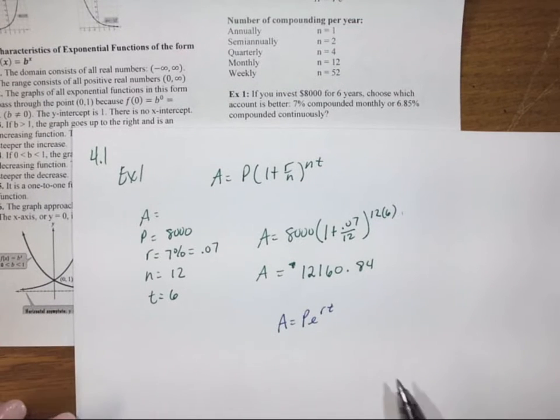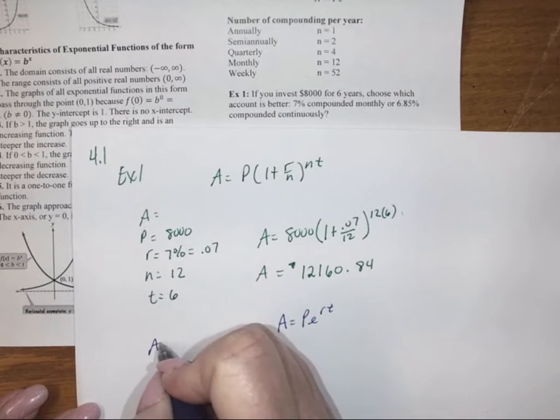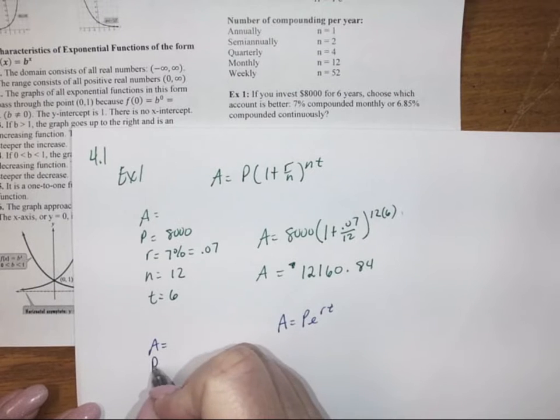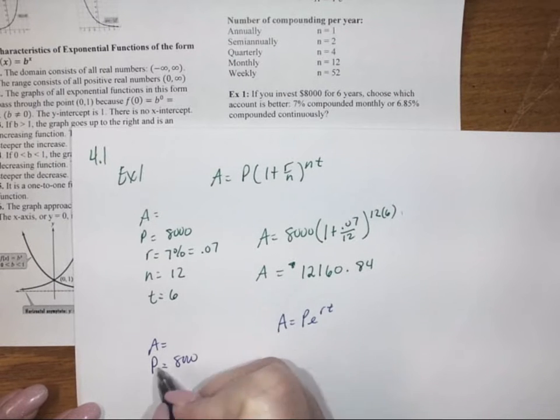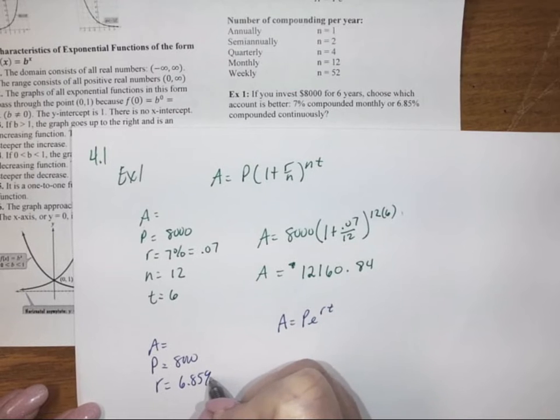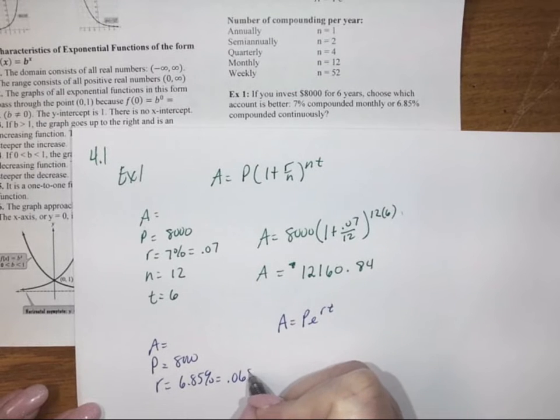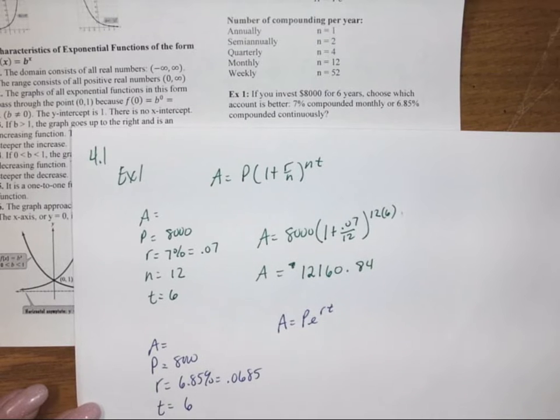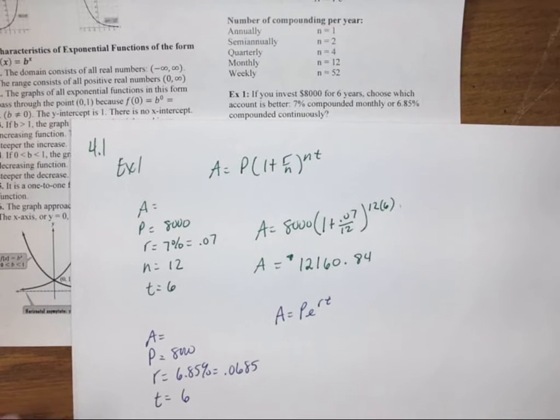So we again need to know what we're looking for. So our A, we're still looking for that. P is 8,000. R, our rate, is 6.85%. We need to make sure we change that to a decimal by moving the decimal over 2 places to the left. And compounded continuously tells us we don't have an N, but we do have the T, which is also still 6 years, because we're trying to figure out which account we should choose for the same amount of time.